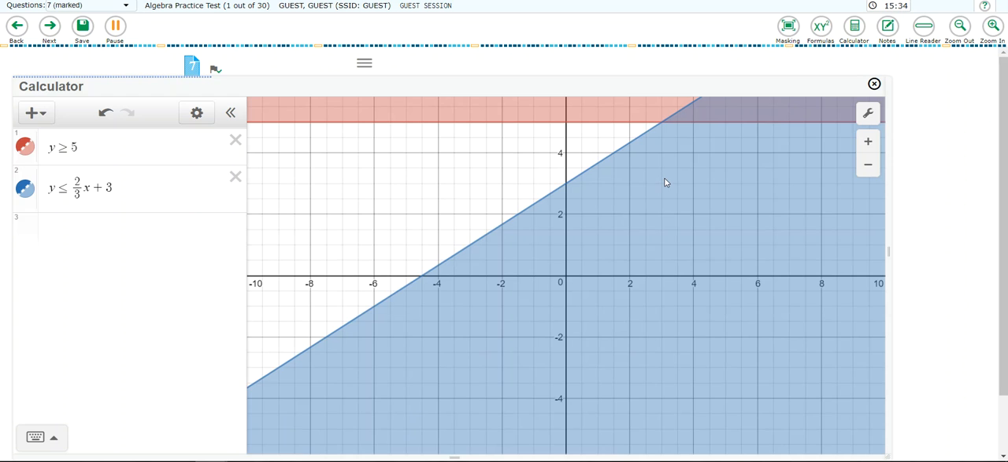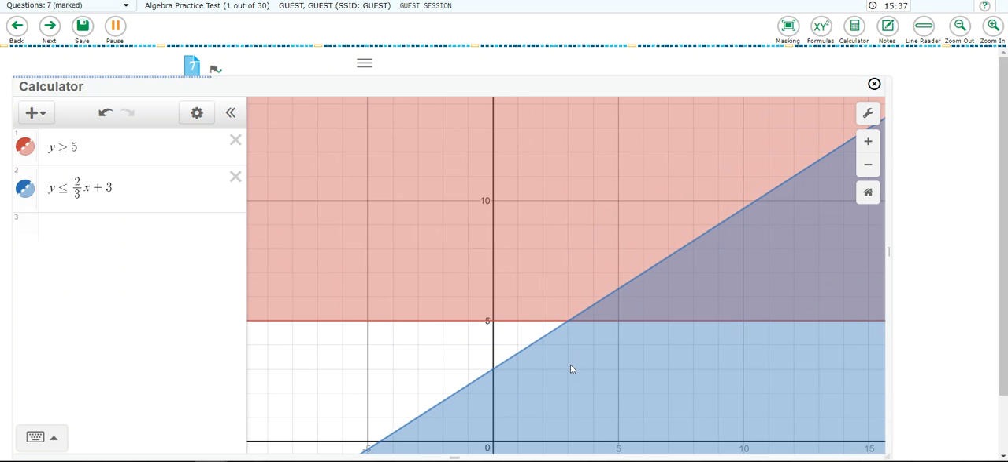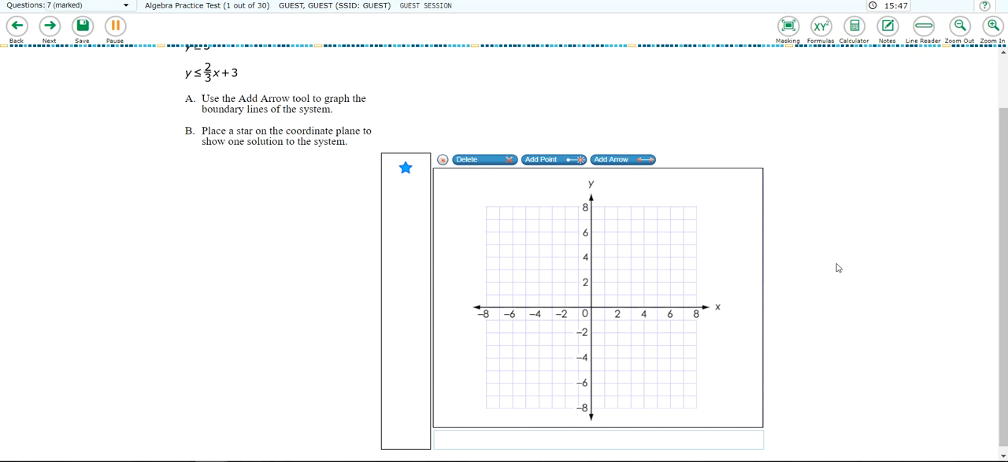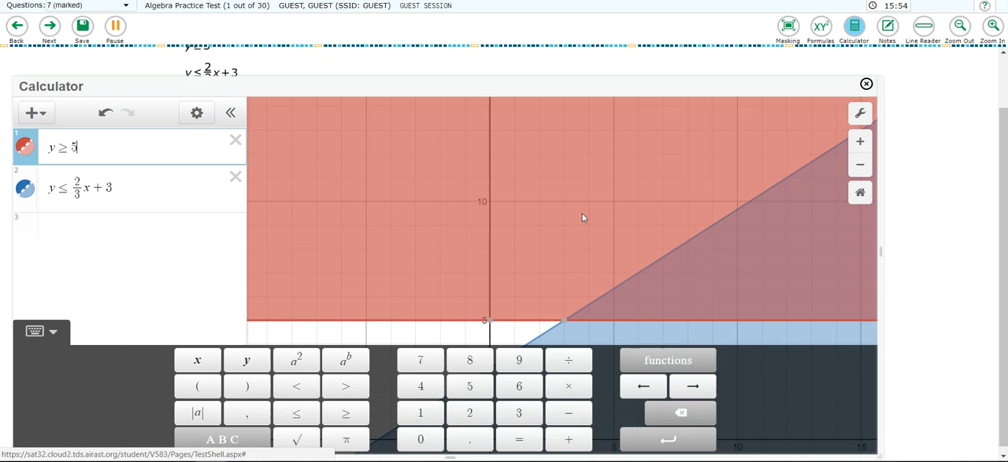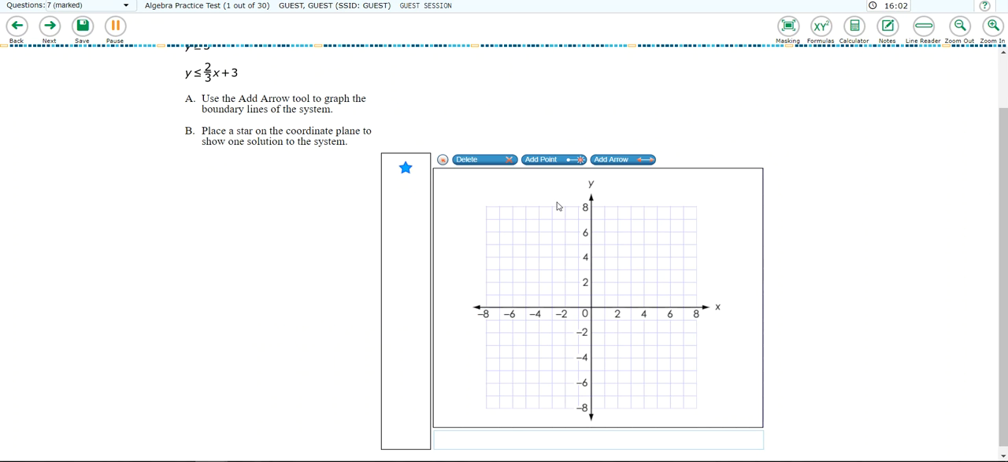Okay, so now that you can see this on the graph, you just need to transfer it over to this. It says use the add arrow tool to graph the boundary lines of the system. Well, go back to your graph. You notice that the boundary line here was the horizontal, y is greater than 5. So let's go ahead and put that boundary line on. Add arrow.